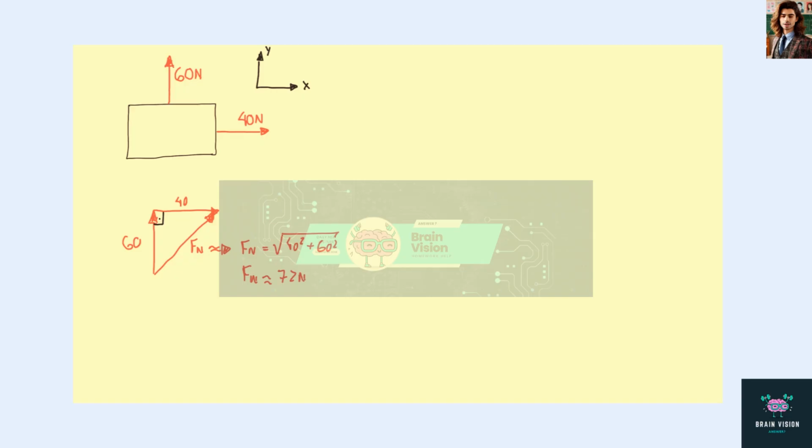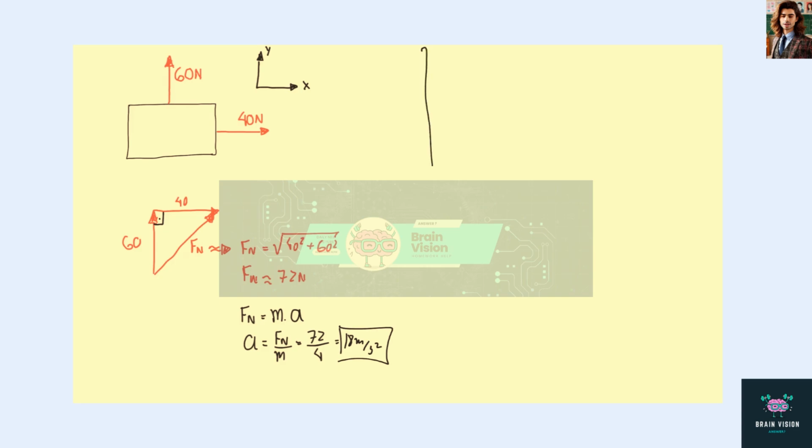Then we can use Newton's second law to determine what is the acceleration, because Newton's second law tells us that the magnitude of the net force is equal to the mass of the object times the magnitude of the object's acceleration. Then the acceleration is equal to the net force divided by the mass. The net force is approximately 72 newtons and the mass is 4 kilograms. So this gives us an acceleration of 18 meters per second squared.